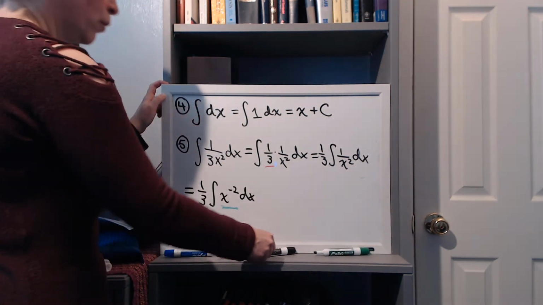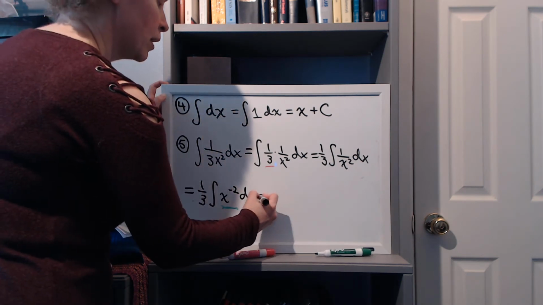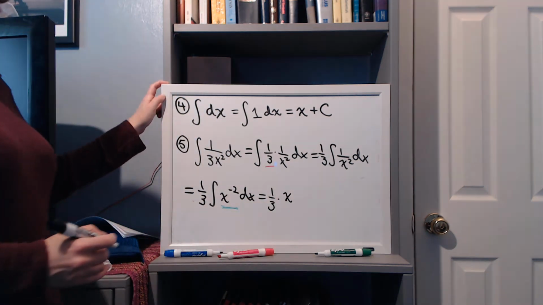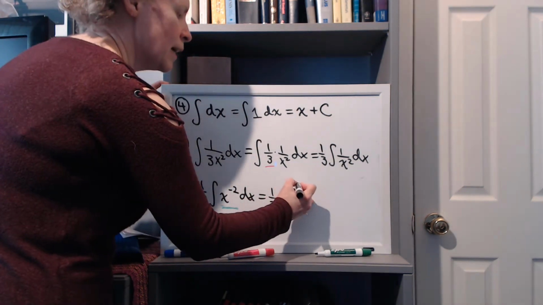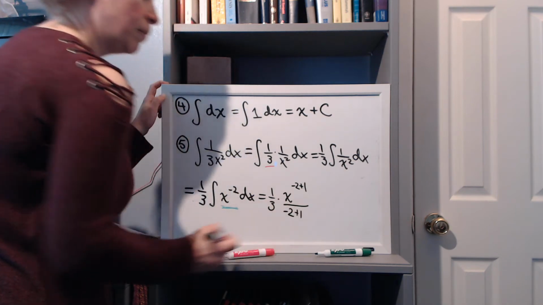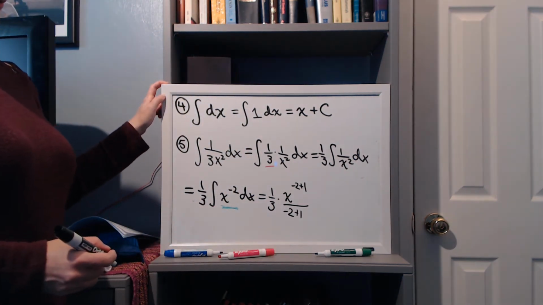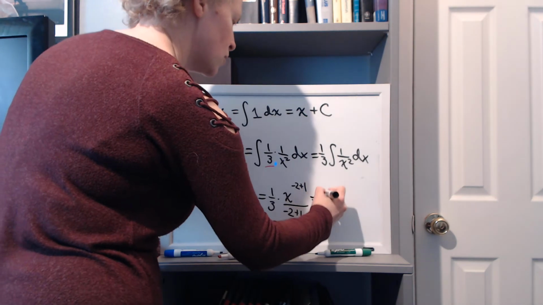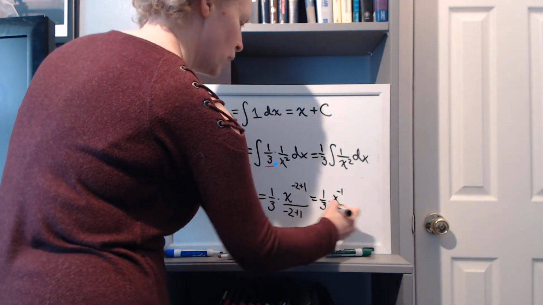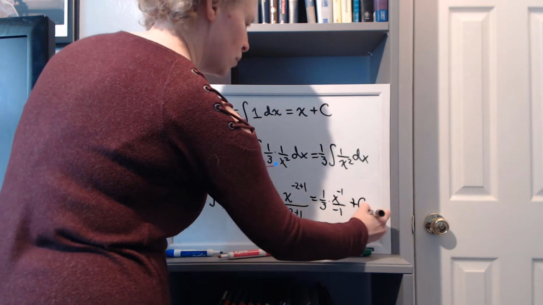And now we have the integrand, the x to the negative 2, in a really good form for using the power rule for antiderivatives. So we're going to get 1/3, that's from the constant multiple rule. And then we're going to have x to the negative 2 plus 1 over negative 2 plus 1. Negative 2 plus 1 will give us negative 1. So this is 1/3 times x to the negative 1 over negative 1 plus c.